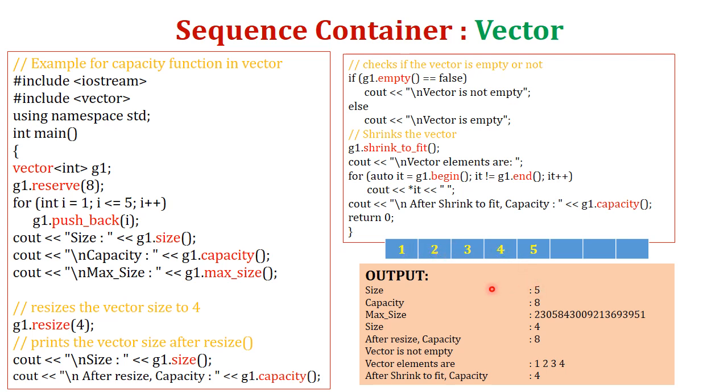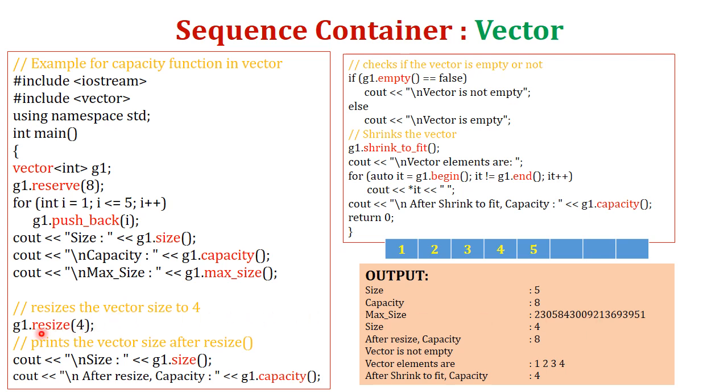The result is 5. And next one, g1.capacity. Capacity means the reserved space. How much memory space is reserved here? So here 8 memory spaces are reserved. And next one is g1.max_size. It will tell the maximum size.